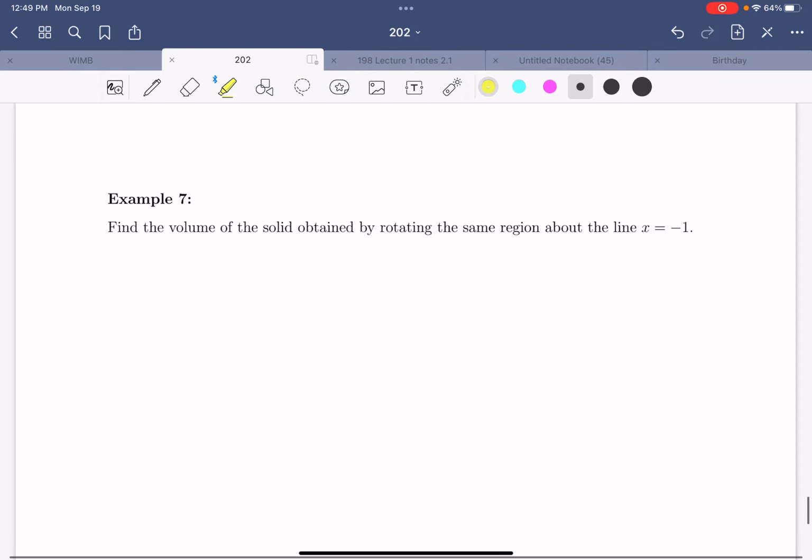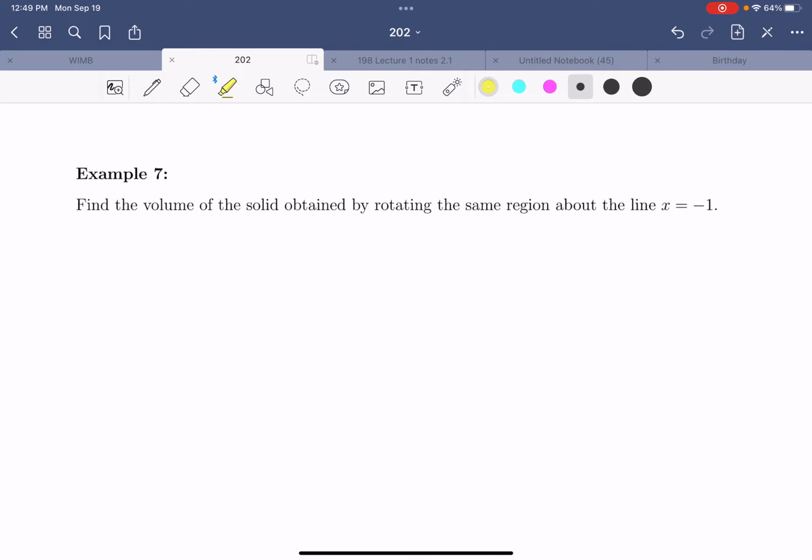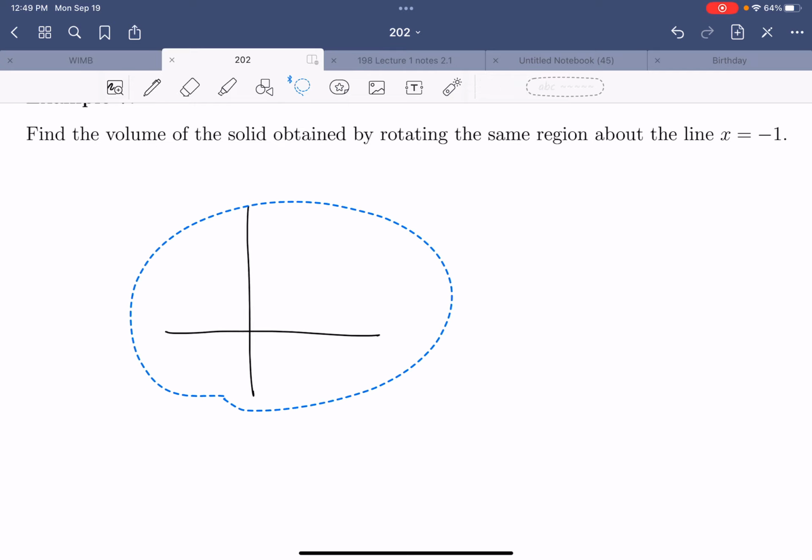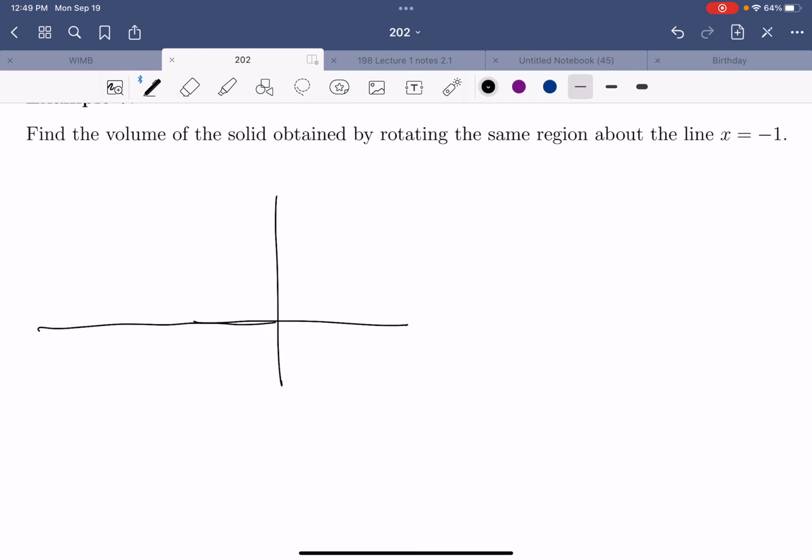And in the second one, we're going to rotate the same region around x equals -1. So same region. So I want to anticipate where I'm drawing things. All right, so our line of revolution is going to be at x equals -1. And our graph goes from 0 to 1 on both the x's and the y's. And so it's this curve and this one, right? This is our area. And we're rotating it around this line right here.